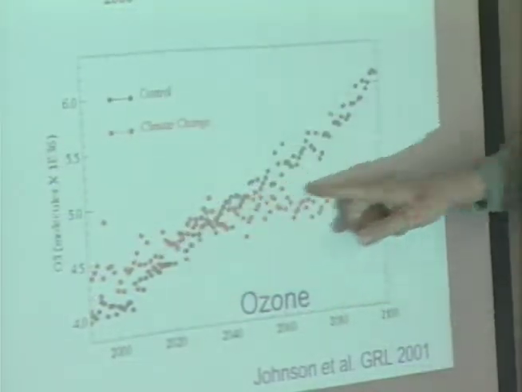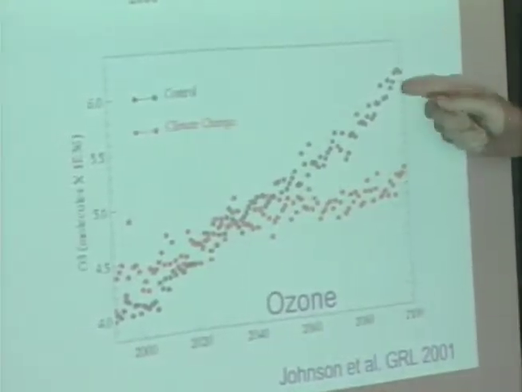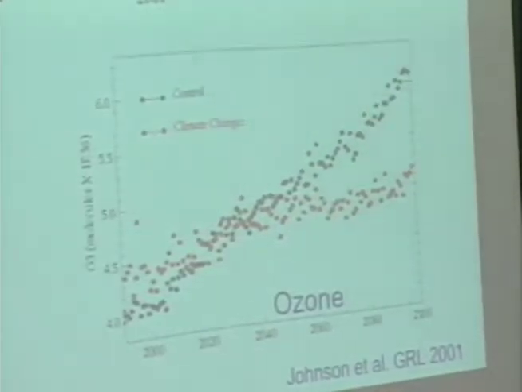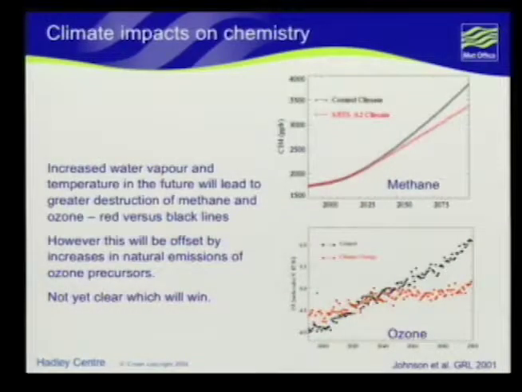Again, if you account for the climate feedback, that reduces your ozone significantly, again because of the destruction which involves the water vapor molecule. So that's a negative feedback. However, there is a positive feedback in the sense that natural emissions of ozone precursors will probably increase with a warmer climate. Particularly VOC, is that so?